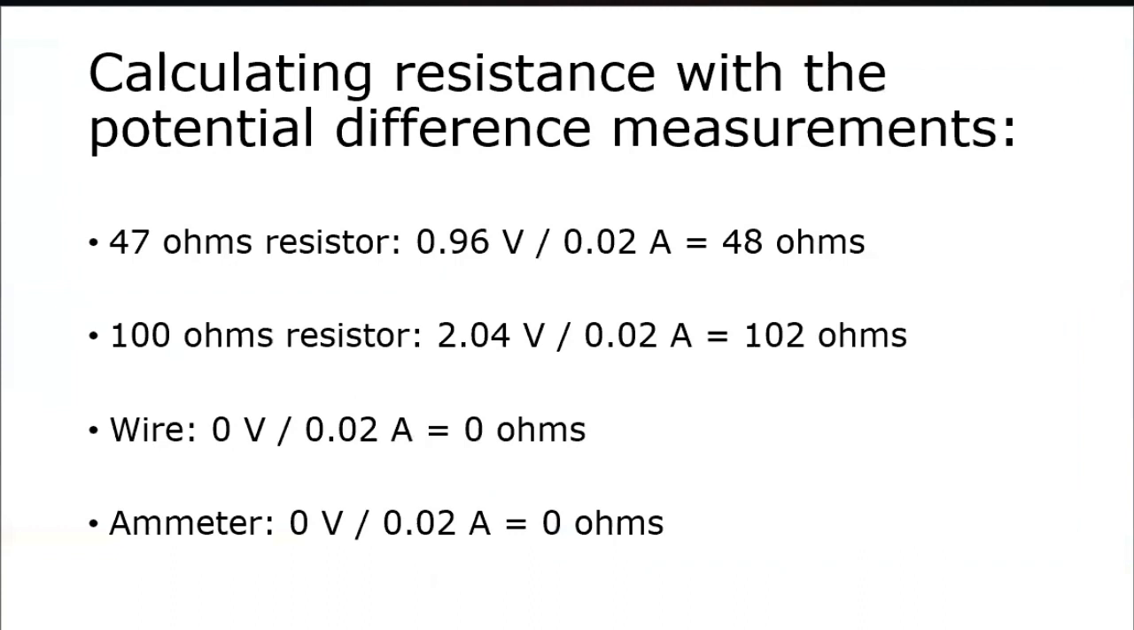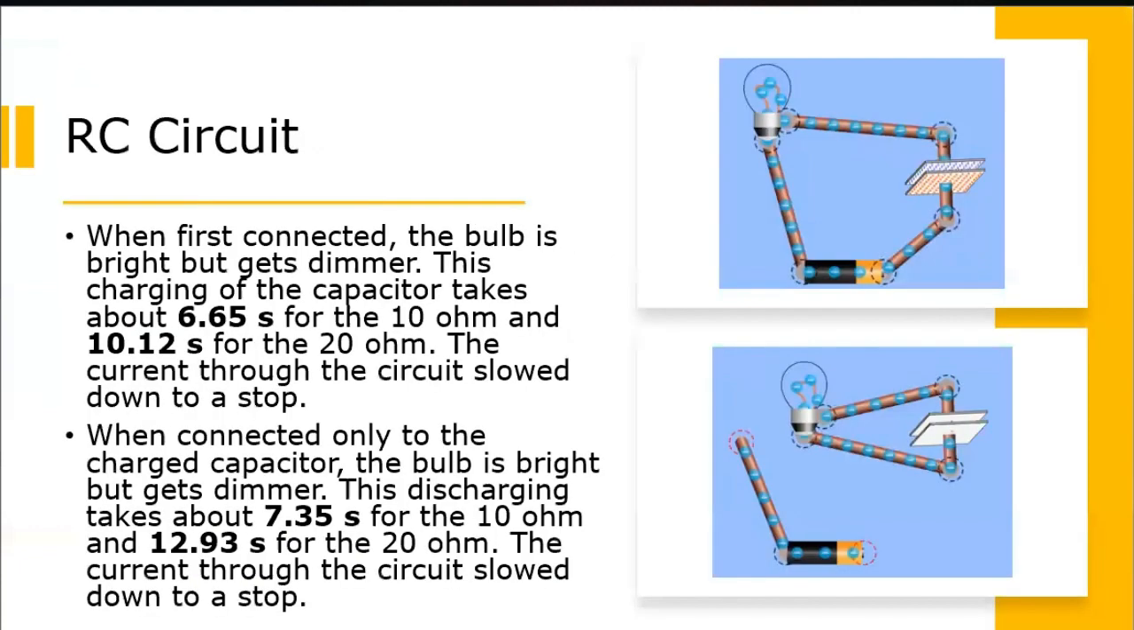So I used those values from the earlier slide of the different voltages around the circuit to calculate the resistance of different parts of the circuit, such as the 47 ohm resistor, the 100 ohm resistor, the wire, and the ammeter. And this was using Ohm's law.